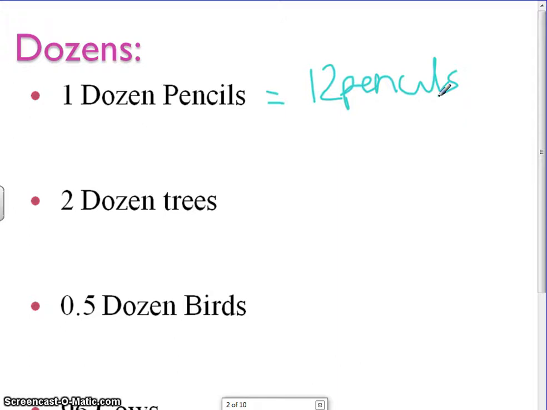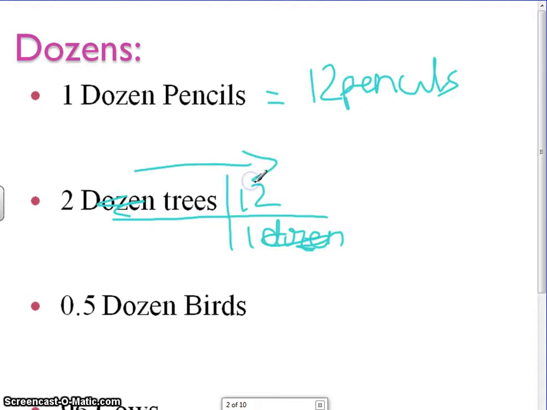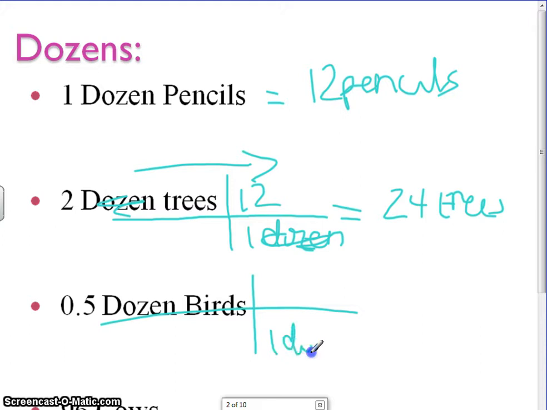What I'm going to show you real quickly is something we've done at the beginning of the year called dimensional analysis. We know that 1 dozen is equal to 12. Okay. And then dozen and dozen will cancel out. Multiply across, 2 times 12 is 24 trees. Same here. 1 dozen is equal to 12. Dozen and dozen cancel. 0.5 times 12 would be 6 birds.